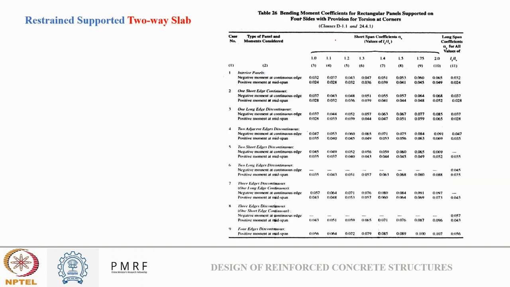Now for these 9 cases, alpha positive and alpha negative along x and along y can have different values, and all these are covered in the code. So you can see there are 9 cases here: interior panel, 1 short edge continuous, 1 long edge continuous, and so on. Based on what kind of two-way slab is given to you and what its restraints at the ends are, you need to choose one of these panels, and you need to choose the values of all 4 alpha.